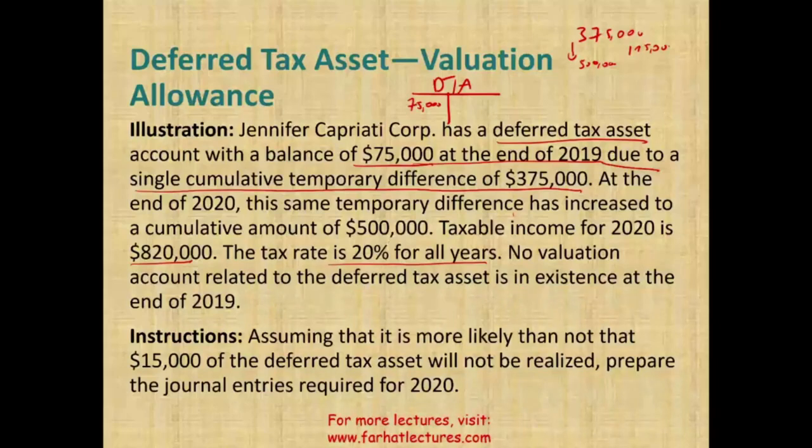Okay? So what happened is this temporary difference is going to increase by $125,000. As it increases, your DTA should also increase. Why? Because you have more temporary difference, that's a future deductible amount, which means you're going to have more deferred tax asset. Now, assuming that it is more likely than not that $15,000 of the deferred tax asset will not be realized. What are we saying here? We are saying, let's assume after we book the entry, after we book that increase of $125,000 from $375,000 to $500,000, let's assume that $15,000 will not be realized. What does that mean? It means write the DTA down. But before we write it down, let's book it.